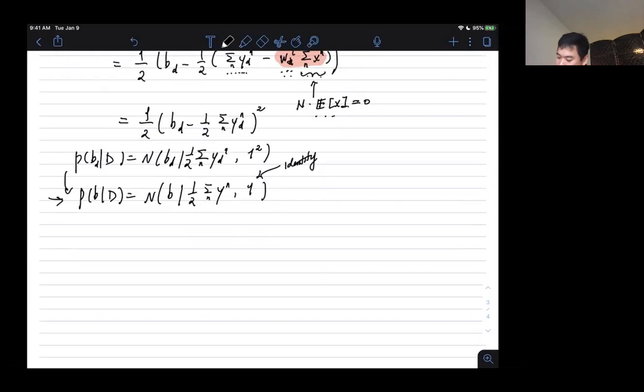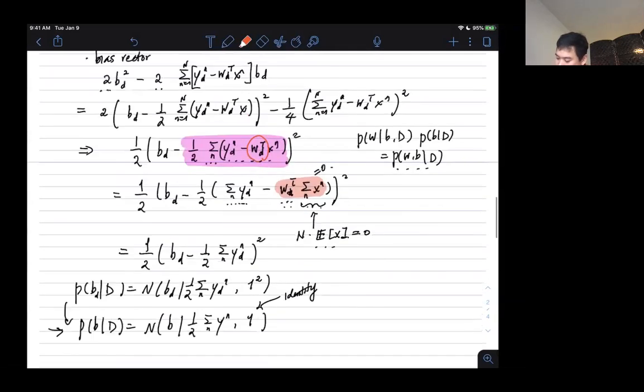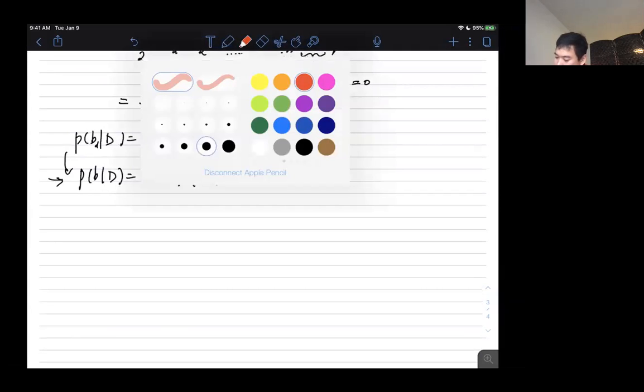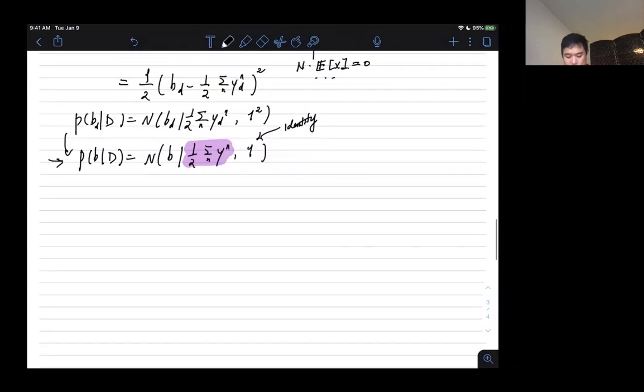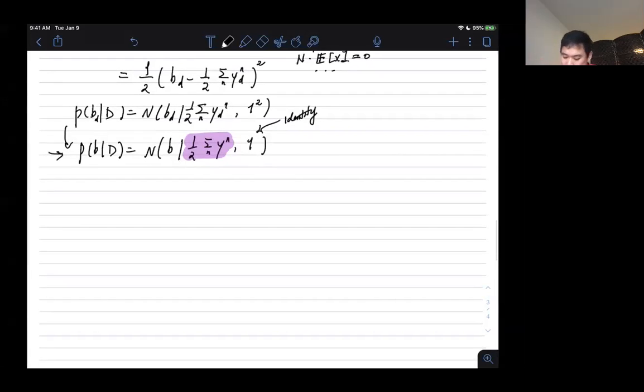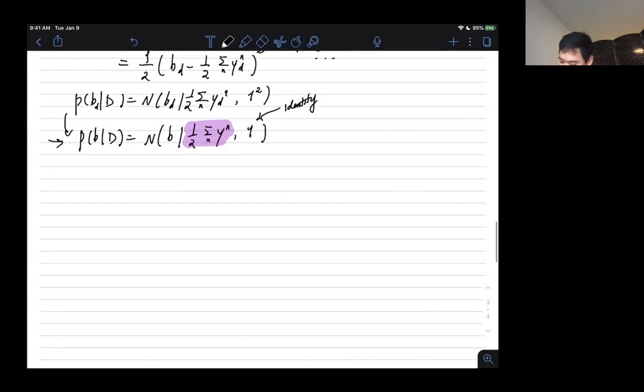And then before we move on, let's look at the mean here. Where does the mean come from, right? So we're going to do the very same thing. We're going to say that I want to minimize the Frobenius norm.